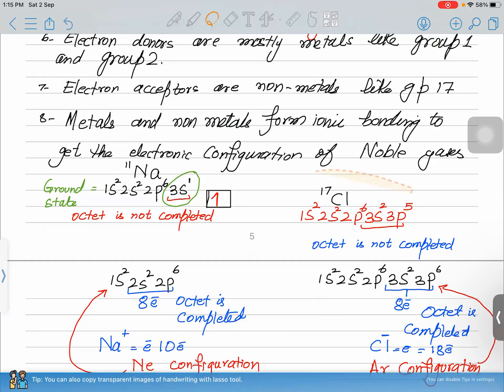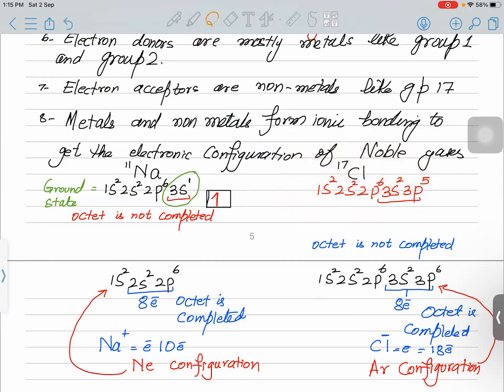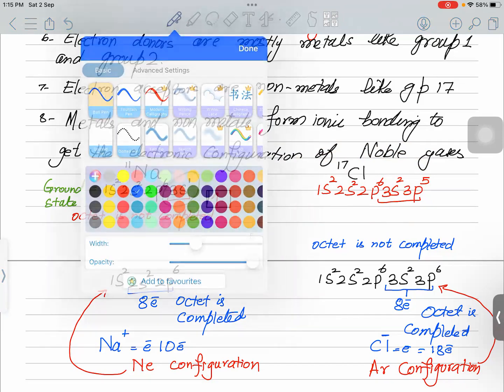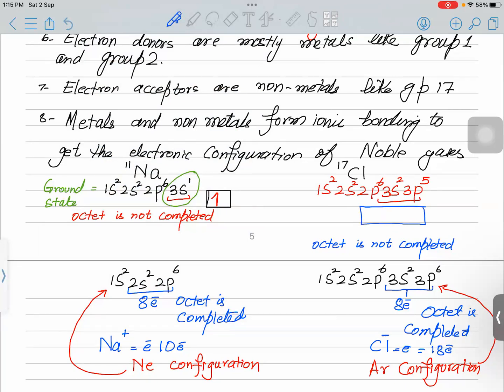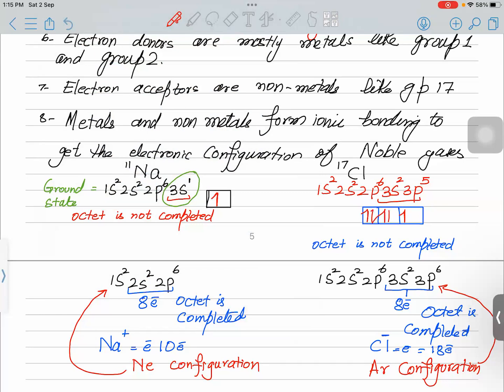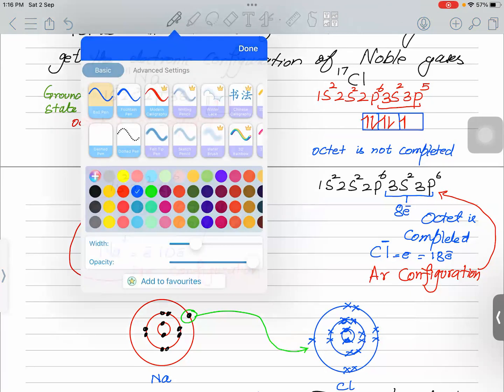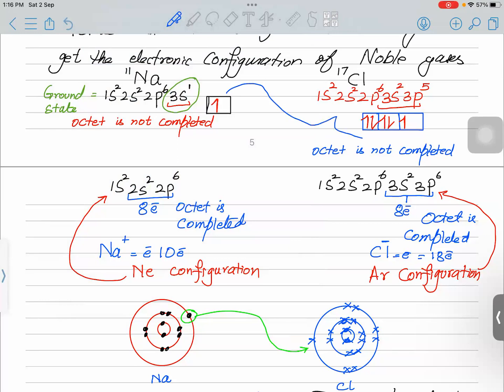Now chlorine. In the p orbital, we have 5 electrons: 1, 2, 3, 4, 5. So the octet is not completed. Now the 3s electron of sodium transfers to the 3p of chlorine. Now this electron is transferred.